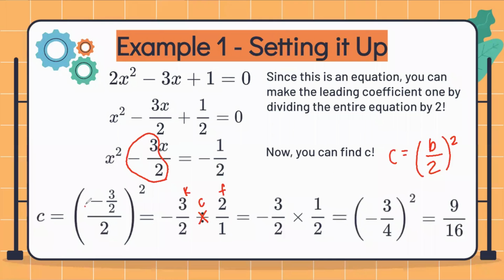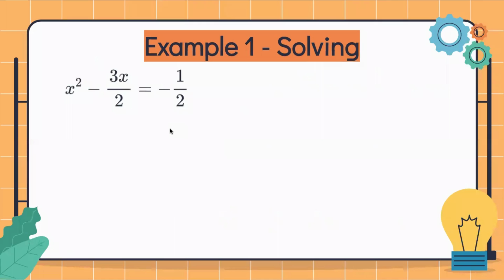And you've only simplified your values inside the parentheses, so now you need to square negative 3/4. And if you square it, your negative would cancel, and you would get 9 over 16. Now, if you're confused on how to square fractions, you can just break it down and do negative 3 squared over 4 squared. So just square both your values in the numerator and the denominator, and that's how you would get 9 over 16.